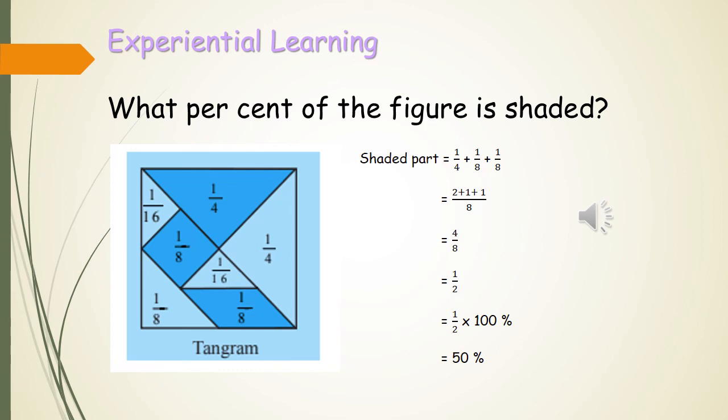1/4, 1/8 and 1/8. These are the fractions of the 3 shaded portions. So shaded part will be 1 by 4 plus 1 by 8 plus 1 by 8. So we are using the LCM. LCM of 4, 8 and 8 is 8. So we are getting 4 by 8 after adding. After reducing, we are getting 1 by 2. Now we have to convert it into percentage. So we are doing 1 by 2 into 100%, that is 50%. So 50% of the tangram is shaded.